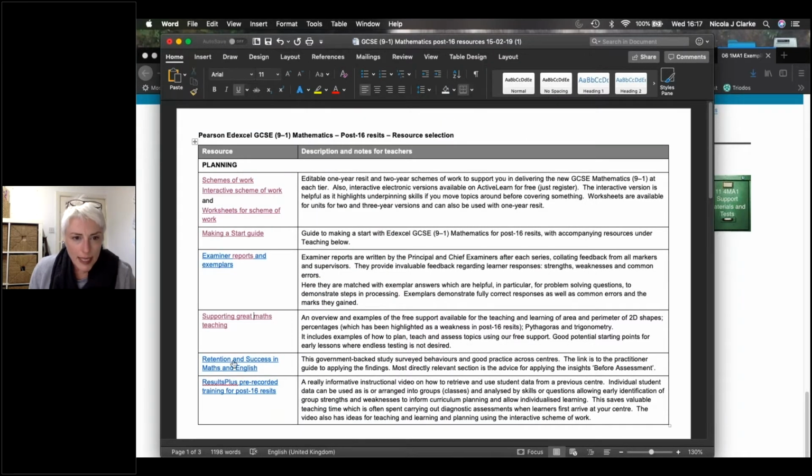I've got a link here to a recent piece of government research on retention and success in maths and English, which was specifically looking at post-16. That's really helpful. That link in particular isn't to the full research document, it's to a practitioner guide that was compiled from the research. So it's real hands-on, punchy. These are ways that we can support learners at this point.